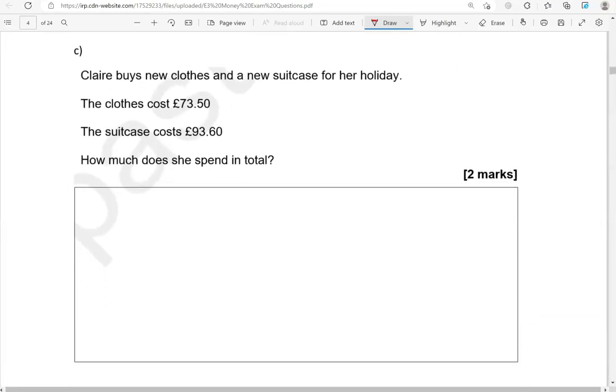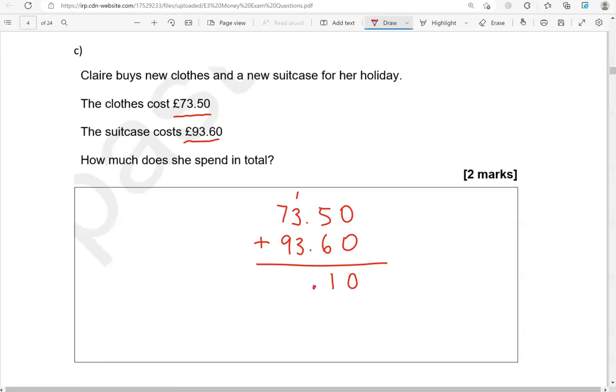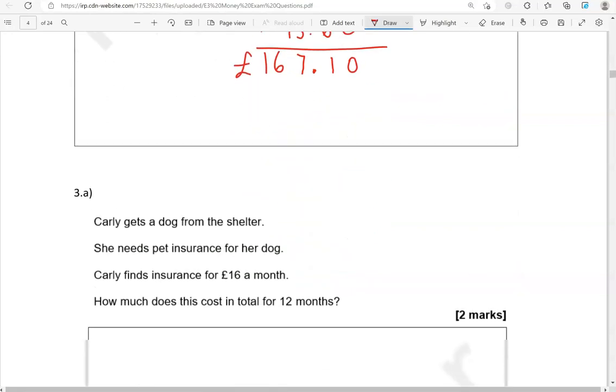Claire buys new clothes and a new suitcase for a holiday. The clothes cost £73.50. The suitcase cost £93.60. How much does she spend in total? So we've got £73.50 and £93.60. We're working out the total. 0 and 0 is 0, 5 and 6 is 11, so 1 down, 1 carried over. Putting the decimal point down, 3 and 3 is 6 and the 1 is 7, 9 and 7 is 16. So £167.10, that's the total.